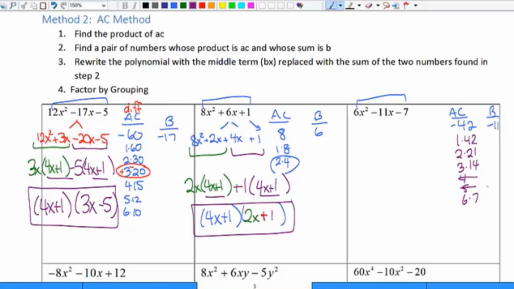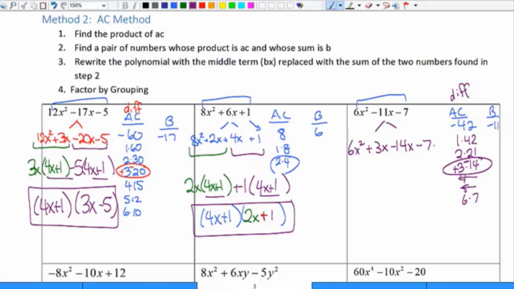So of those, which group adds or subtracts to 11 when this is negative? That means they're going to have different signs. With different signs, it looks like 14 and 3, with the b being negative 11, the negative is going to go on the bigger number. So that's 6x squared. The negative 11x breaks up into positive 3x minus 14x minus 7.